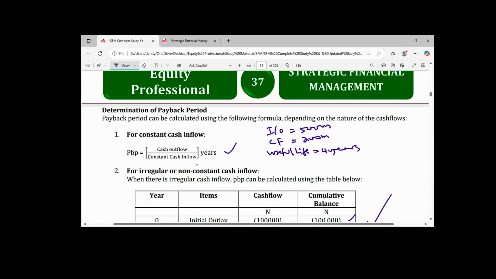Okay, the useful life of the project is 4 years. You will notice that the cash flow given to us per annum is 200 million. So which means that year 1 is 200, year 2 is 200, year 3 is 200. So the 200 million is constant for the respective years.